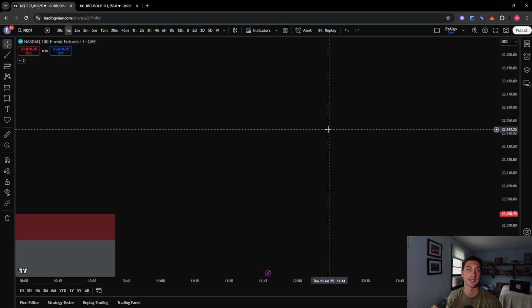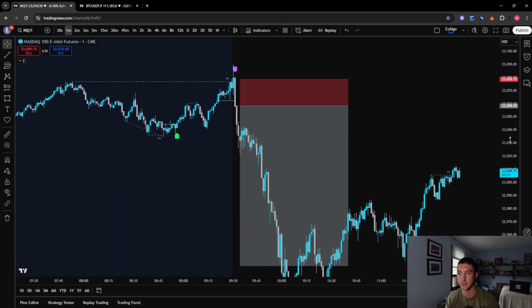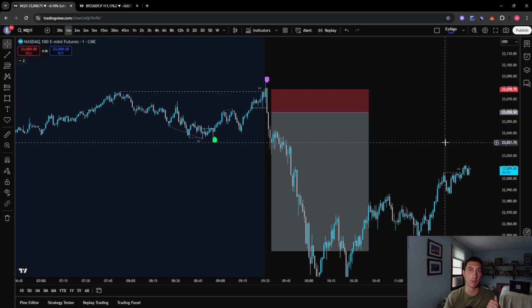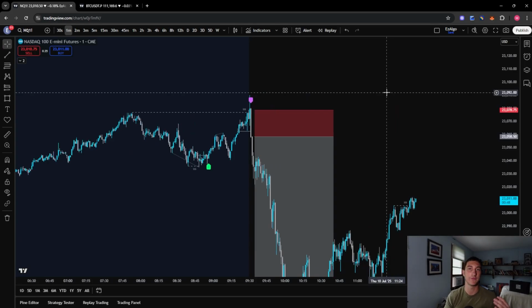Now, we need to add some more confluences because just trading inverse fair value gaps is not good enough. That's why we need to include two other pieces of confluence. The first one is going to be momentum, and the second is going to be a liquidity sweep. Let's start with a liquidity sweep, okay? Because this system only works if you have a liquidity sweep before the inverse fair value gap.